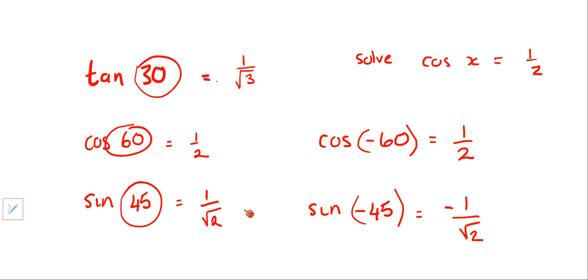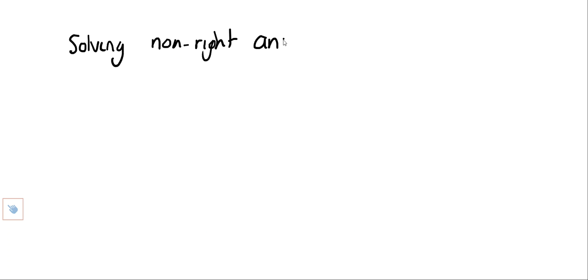That's a good start. Okay, so what we're doing today is figuring out, when we've got a triangle, what happens if it's not a right angle triangle? Can we solve for lengths of it? So we're looking at solving non-right angled triangles. Okay.